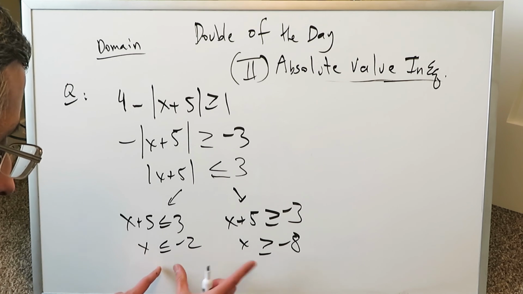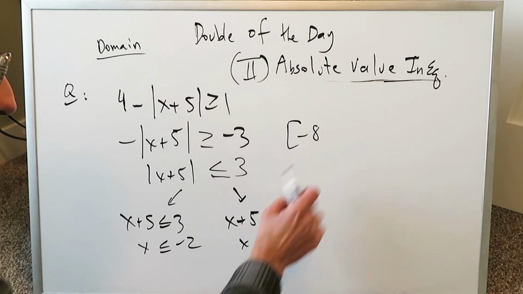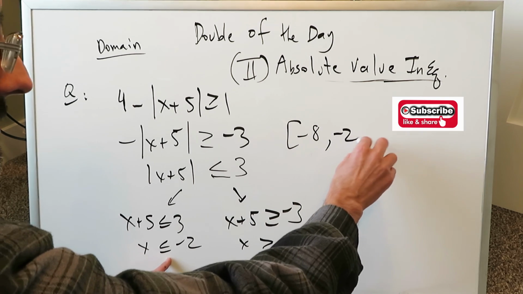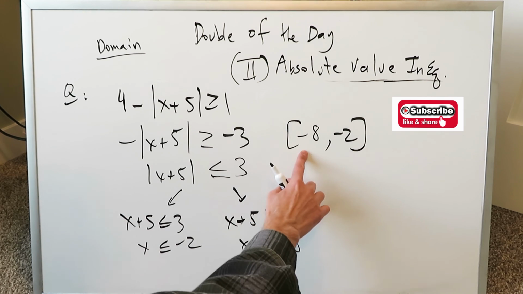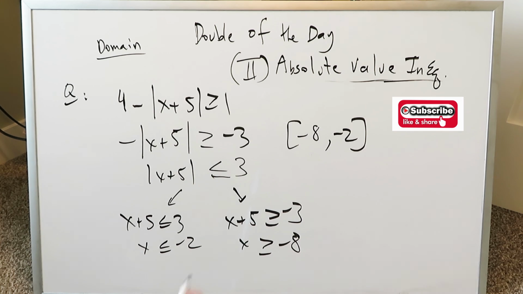What does this tell you? Combine these. You're looking at values which are greater than or equal to minus 8, including it, but they're less than or equal to minus 2, including minus 2, and this right here is your answer. Minus 8, minus 2 and any values in between here would very readily satisfy this.